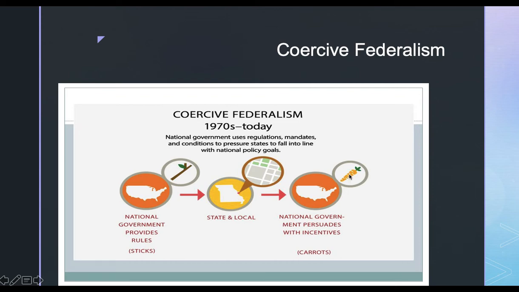The other one here is a carrot, where the national government persuades with incentives. We call incentives grants, and a grant is money. So here it is: here's state, here you go, here's a little bit of money. If we got some money over here, would you like it? Oh, you would? Okay, well, guess what? We need you to do this for this money. So that's coercive, getting a state to do what you want it to do.